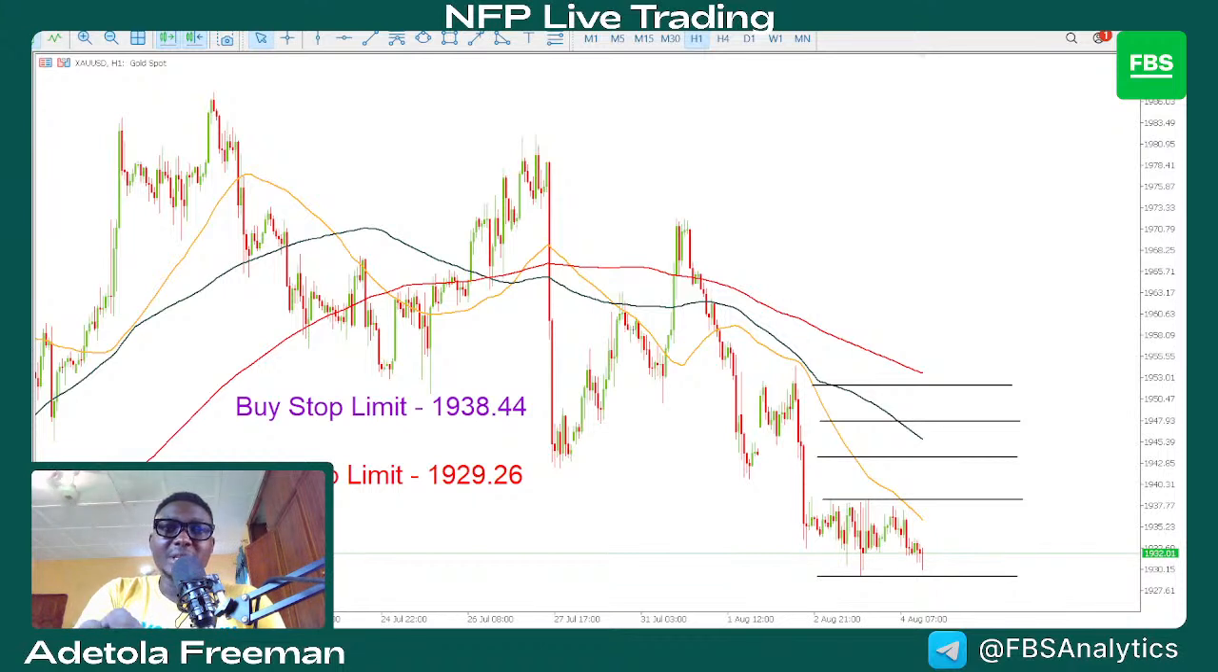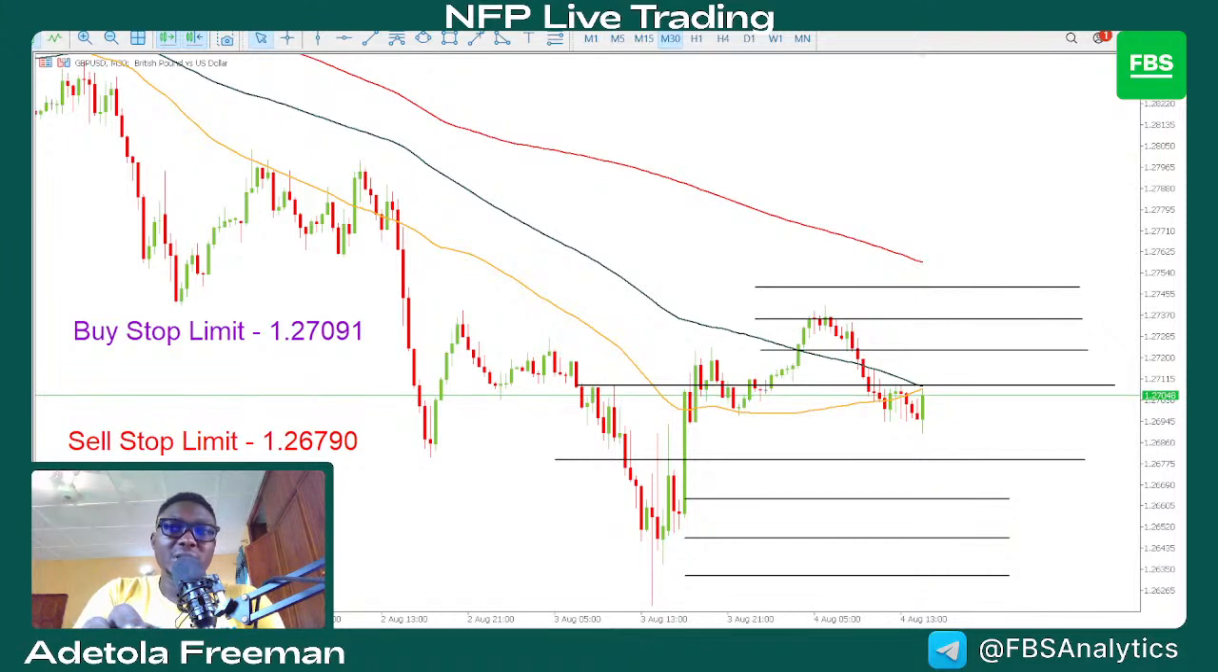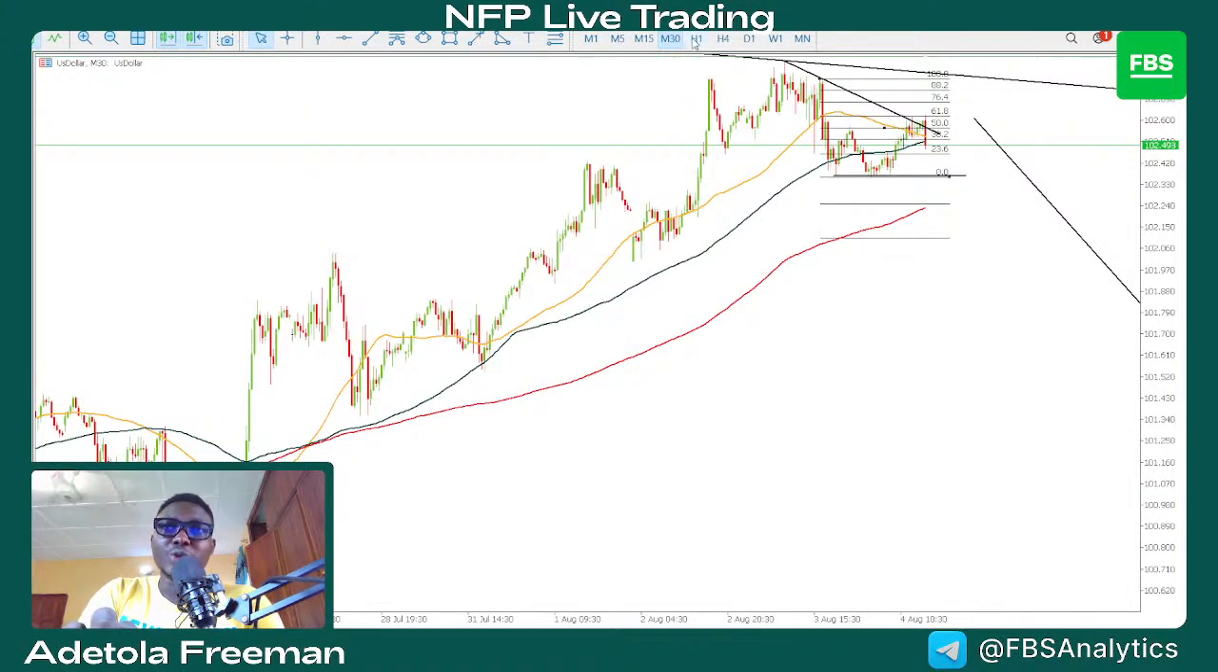All right, the buy limit for GBP USD. Let's go there quickly. GBP USD, the buy limit is 1.27091, and the sell limit is 1.26790. We're still checking the US dollar here. We want to confirm whether we're going to get further drops or a spike back up. As you can see, we already started off with that spike downwards, but we're going to wait and see if the outcome of the news leads to an even further drop in the market. That's what we're looking out for.